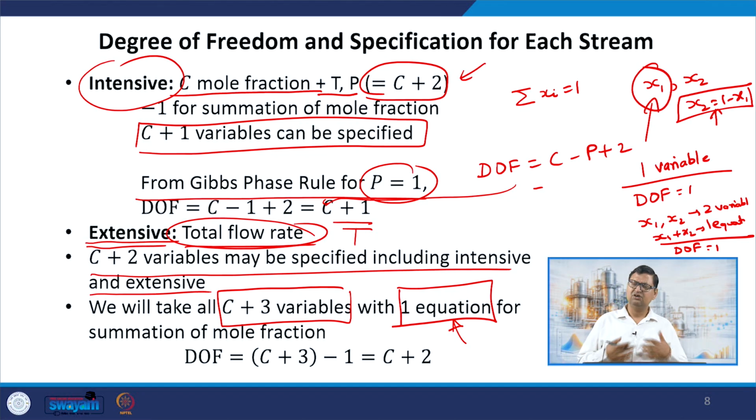So just for clarity, we are going to specify all the variables in our listing of variables. Which ones will be given and which ones we have to choose is a separate story. These are the variables which I am listing as the variables in the problem. Of course, whatever the degree of freedom, that number of variables we have to specify, that is a separate thing. Here I am simply listing all the mole fractions as variables. So in total we are listing C plus 3 variables in every stream and one equation that corresponds to the summation of mole fraction.